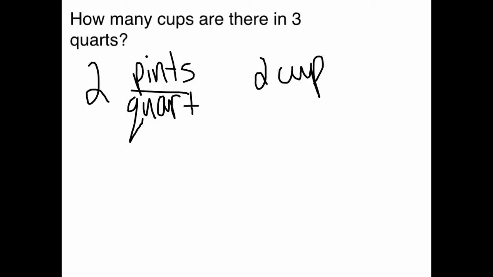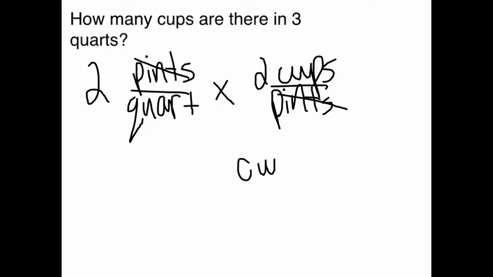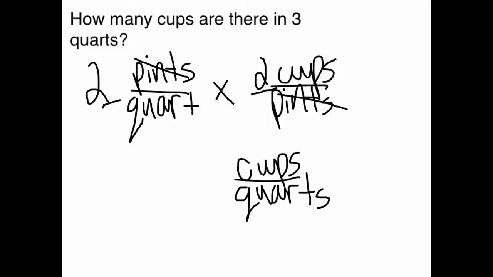So what I want to do here is get our pints to cancel out to figure out how many cups there are per quart. So I'm going to multiply these numbers together. My pints will cancel out because I'm cross-multiplying. Now I'm just left with cups and quarts. And now I'm going to multiply my numbers together. 2 times 2 is 4. And this means there are 4 cups for every 1 quart.